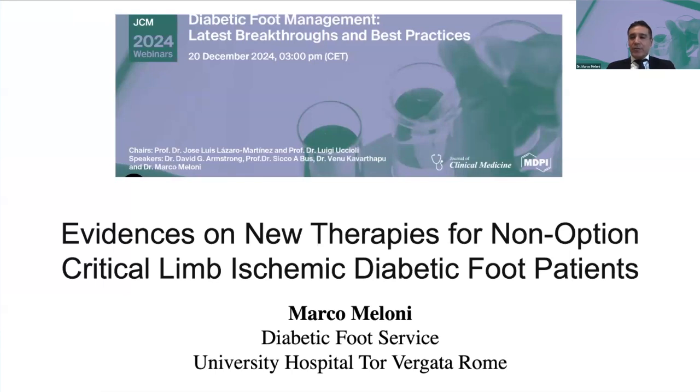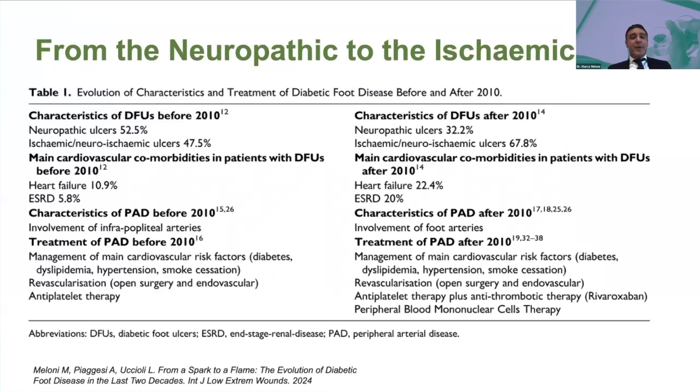Going to my talk, when we speak about regenerative therapy, it's important to know why we speak about it. For understanding this concept, it's important to know what kind of patient we are managing now. Because in the last 2 decades, there has been an evolution of the patient with diabetic foot ulcer, with an increase of patients with ischemic DFU in comparison to neuropathic DFU. And nowadays, more or less 70% of patients with ischemic ulcer are referred to our diabetic foot service.